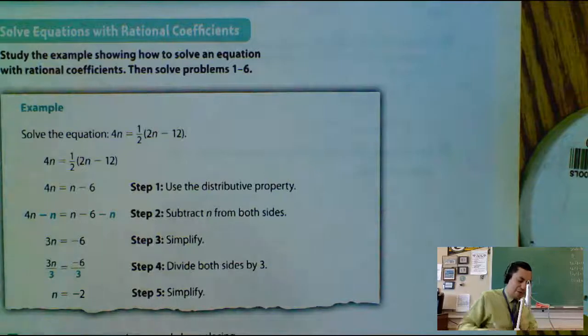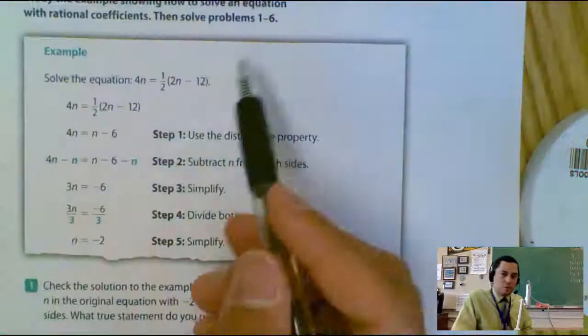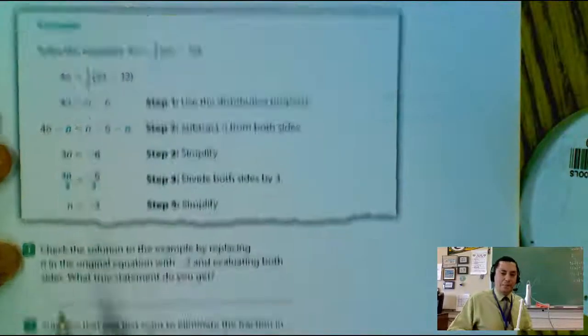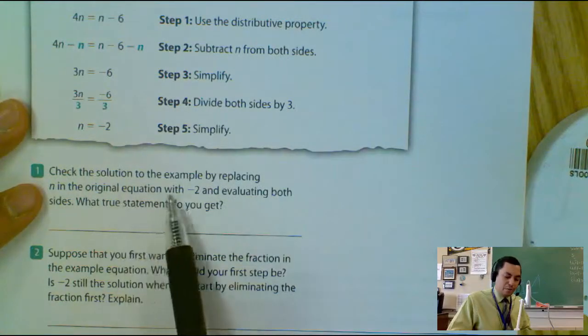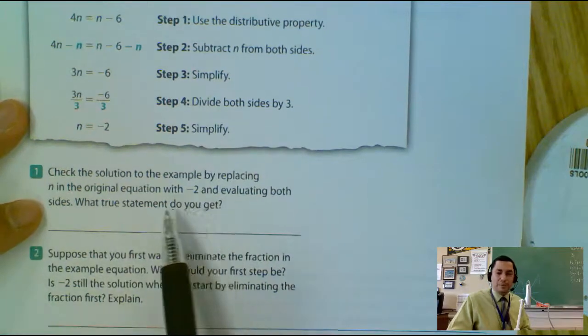153. And in this case, they're asking me to follow this example. So I'm going to ask you to go over this example. Look how they solve those equations. And then number one, check the solution to the example by replacing n in the original equation with negative 2 and evaluating both sides. What true statement do you get?